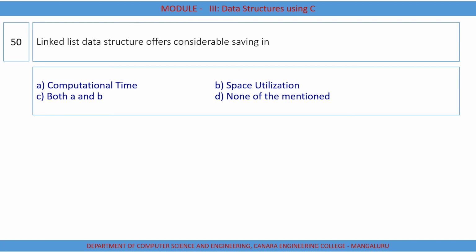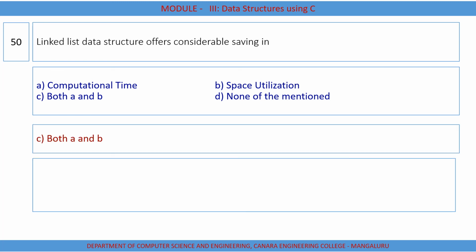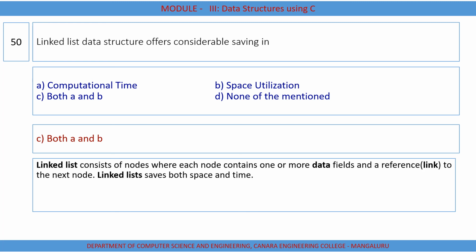Linked list data structures offer considerable savings in: computational time, space utilization, both computational time and space utilization, or none of the mentioned. Linked list data structure offers considerable savings in both computational time and space utilization. So the answer is C. A linked list consists of nodes where each node contains one or more data fields and reference links to the next node. Linked list saves both space and time.